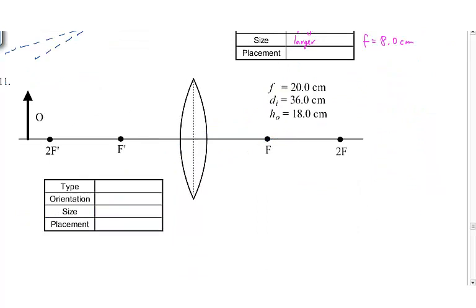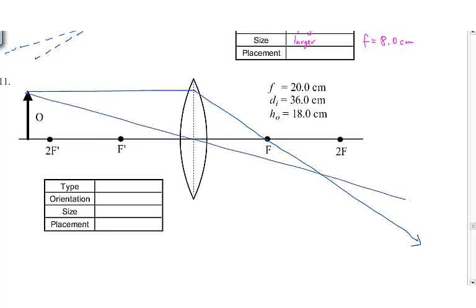Next example, same rules apply. Light rays from the top of the object will travel parallel to the axis and then through the focal point. Light rays through the center of the lens will travel straight through. Light rays through the focal point to the lens will then travel parallel to the axis. If you draw it perfectly, all three of those light rays should end up at exactly the same spot. So your image will be found right here.